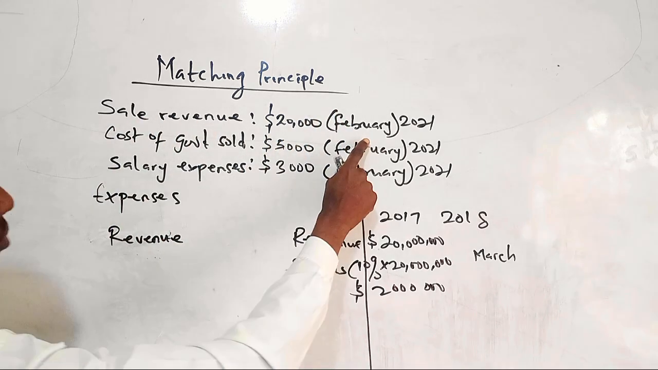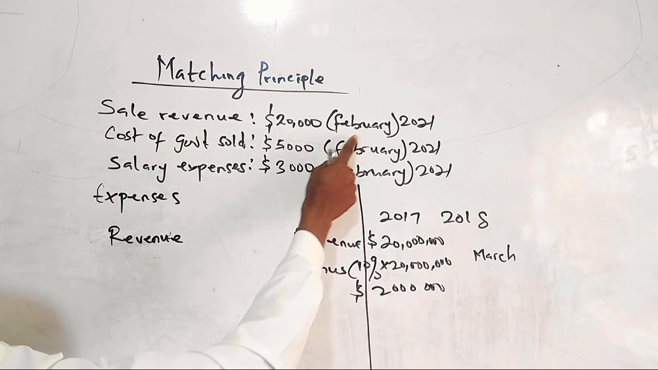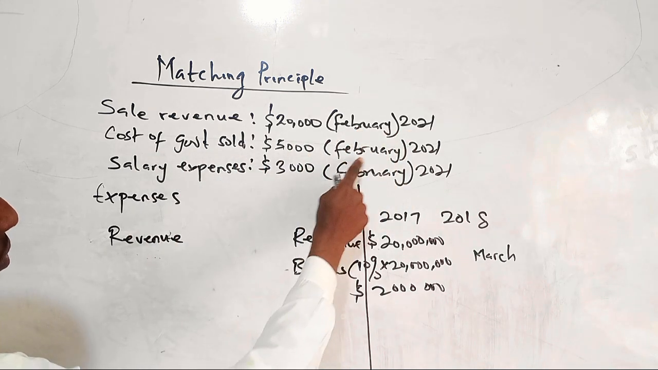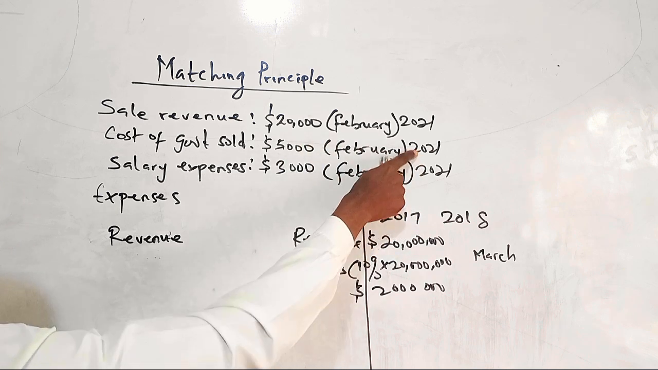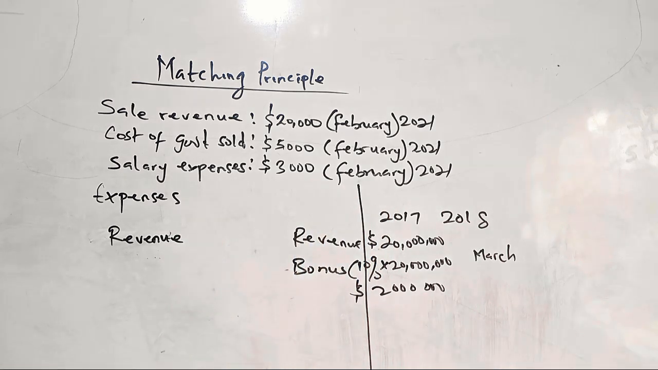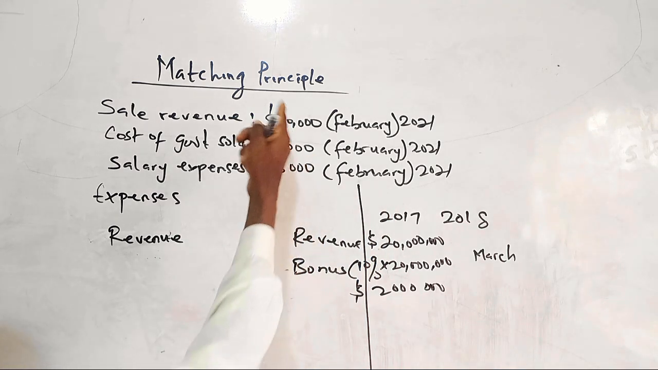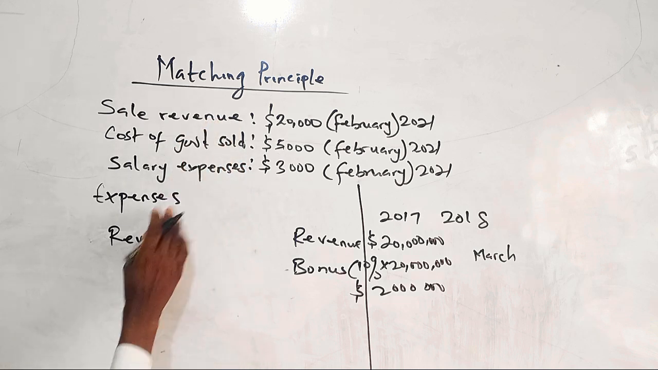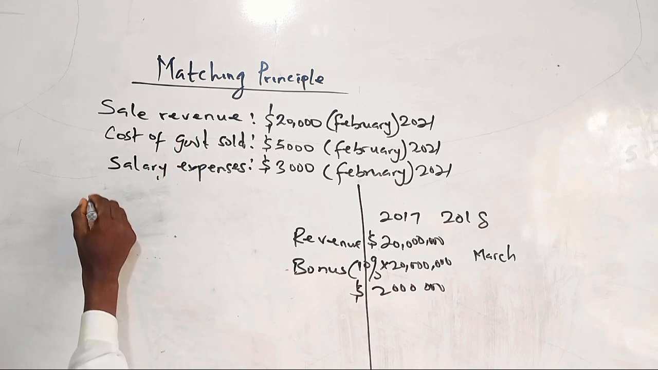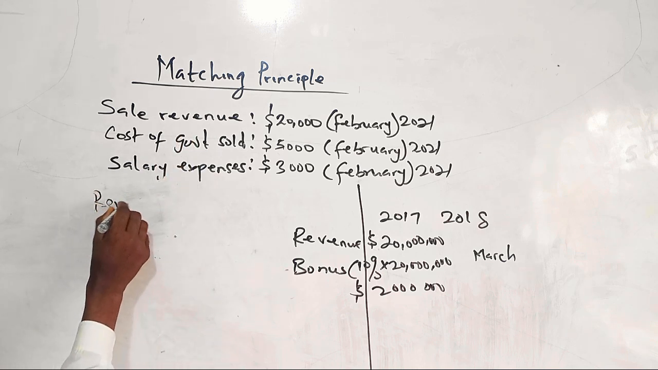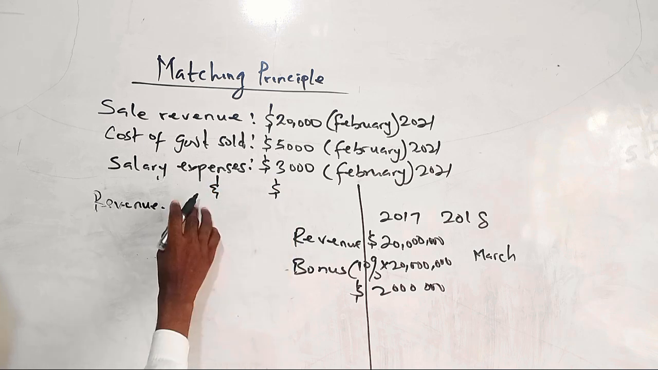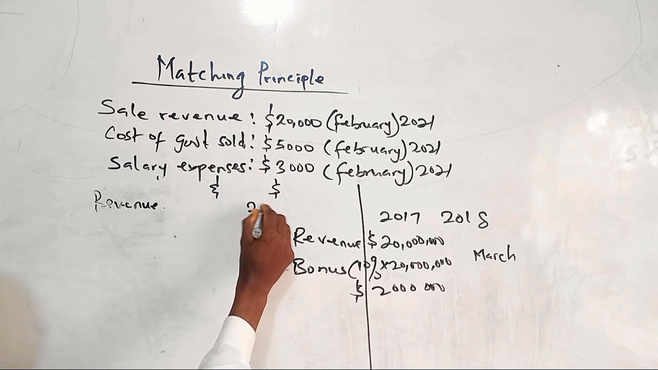For sales revenue, we have $20,000 in the month of February 2021. Cost of goods sold, this is an expense, that same month of February, that same particular year, and salary expenses, that same month of February. So how do we match expenses to the revenue they generate? That is the matching principle. So first of all, I'll consider my revenue. Let us say my revenue in this case is $20,000.